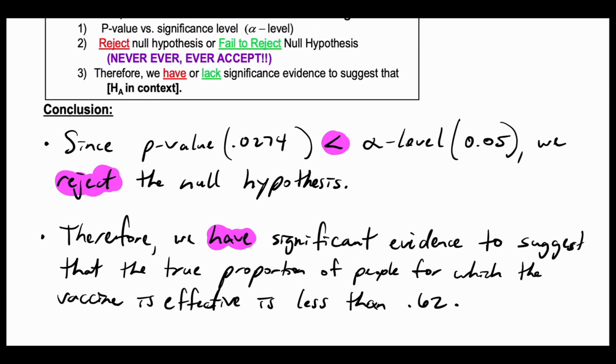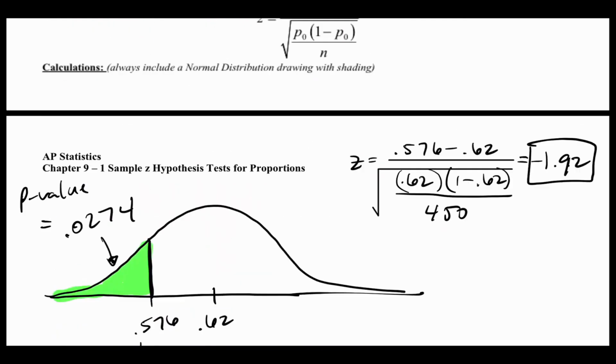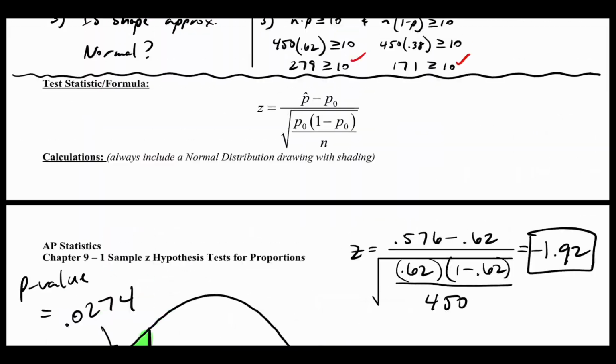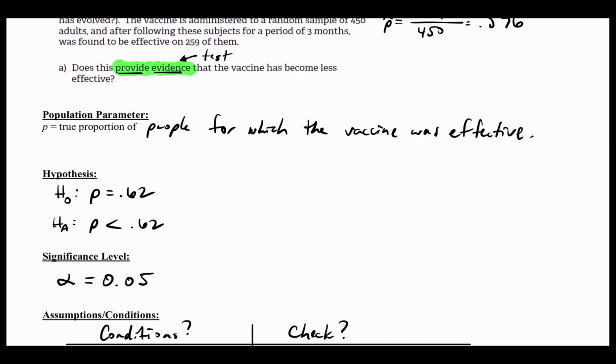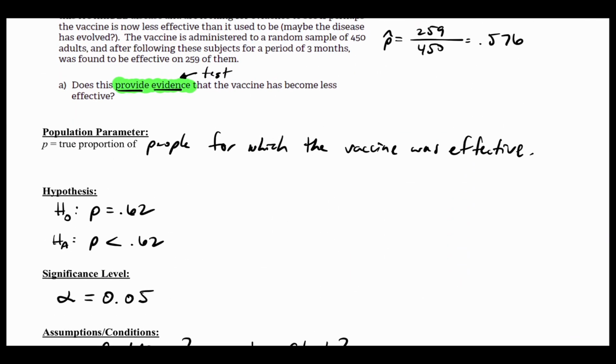So what we ended up doing was we called them a liar. We said, no, your claim is wrong. 0.62, it's lower than that. How do I know? Because my p-value is smaller than my alpha. Okay? All right. So we'll stop there and then we have a couple more example problems. We'll stop there for today, though.